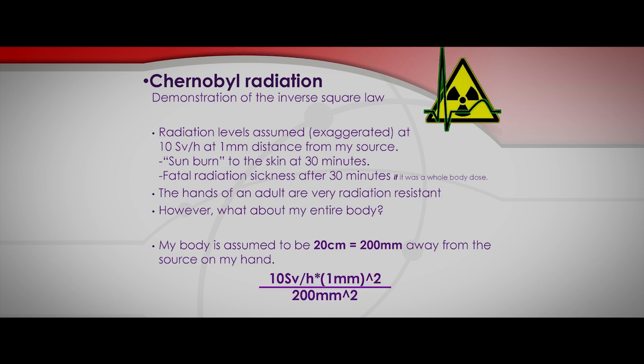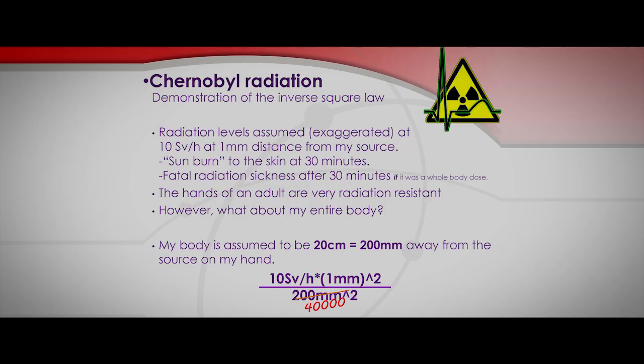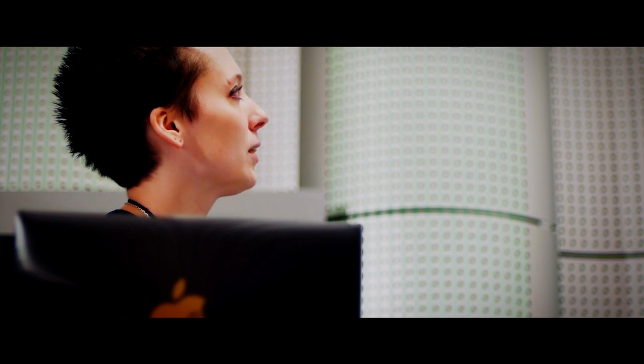Now, the inverse square law again. 10 sievert per hour times 1 millimeter to the power of 2. Well, 1 to the power of 2, so 1, 10 times 1, still 10. 200 to the power of 2, that's a little more difficult, so I'll give you the number, 40,000. 10 divided by 40,000 is, well, 250 microsievert per hour. 250 microsievert per hour, that's pretty much what I was getting for standing in a red forest as well, except that this dose is just calculated for an exaggerated dose and just for 20 centimeters difference to the source.